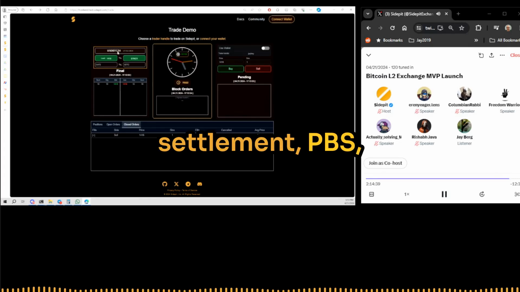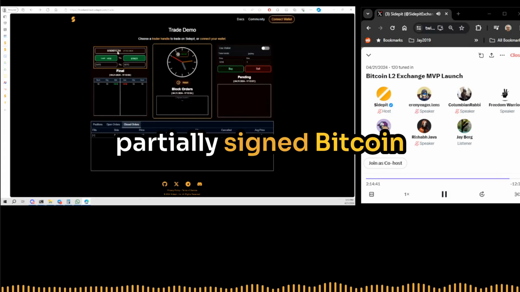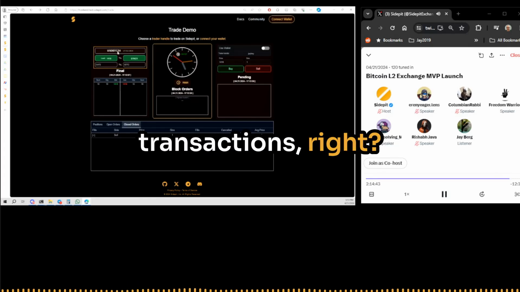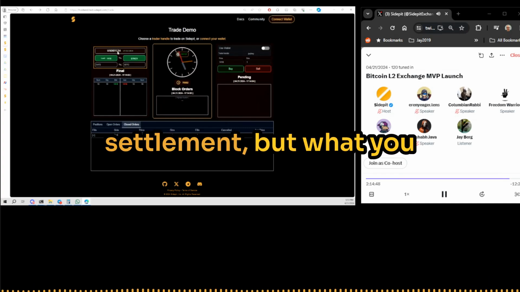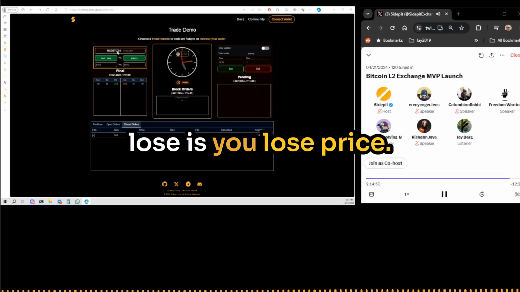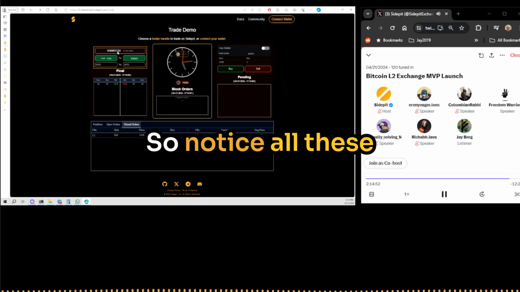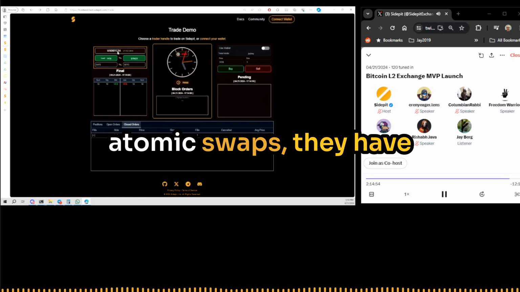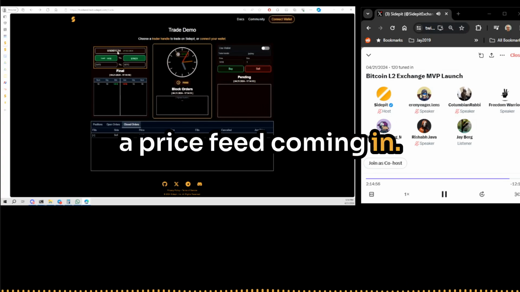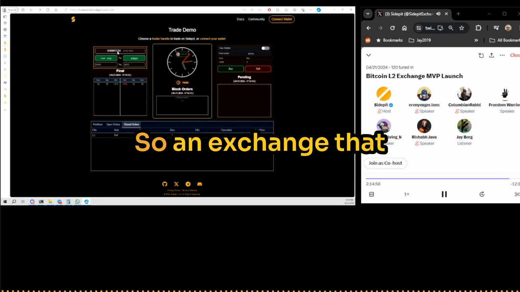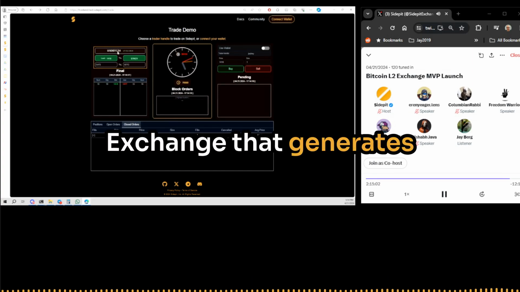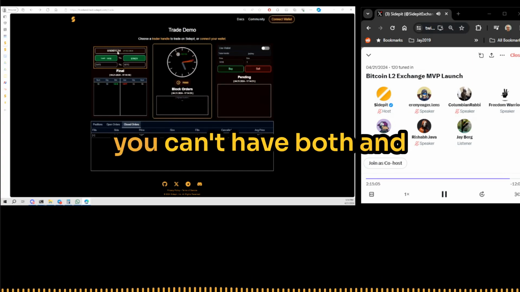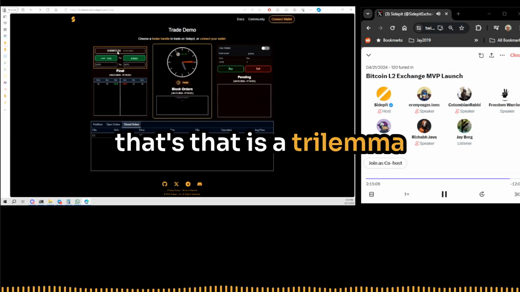Everyone else is solving settlement, PSBT, partially signed Bitcoin transactions, right? Atomic swaps. Everyone's solving instant settlement, but what you lose is price. So notice all these atomic swaps, they have a price feed coming in. An exchange that requires a price feed is not an exchange. An exchange that generates price is an exchange, and you can't have both. There's a trilemma here.